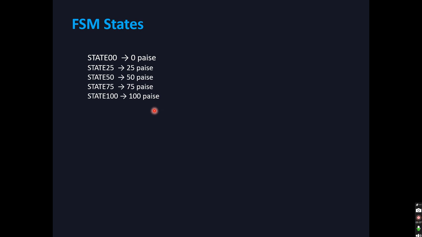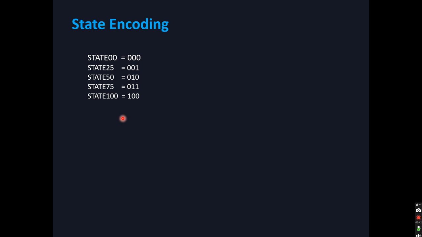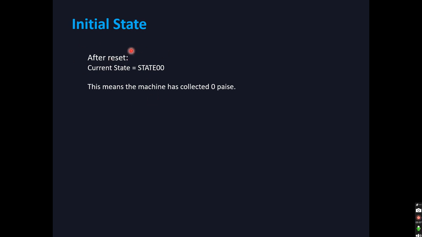Those are the inputs, as I said before. And this is the state encoding. How many states do we have? In total 5 states, and we declare each state like this. This many states requires 3 bits, so you can declare the state as reg [2:0], and you have these states. And the initial output is the initial reset.